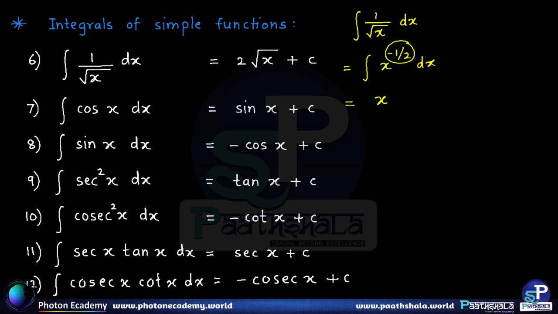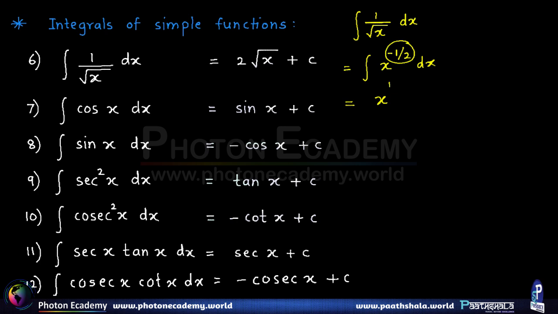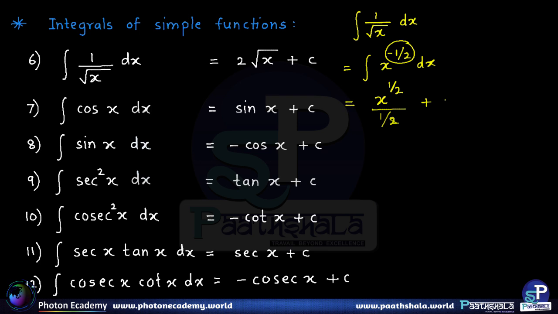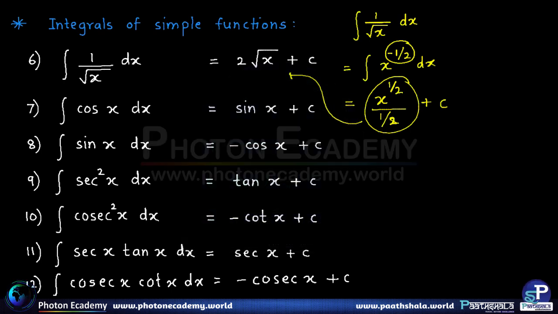So minus half plus 1 is nothing but plus half, isn't it? So here we will get x raised to plus half, and divided by the same increased degree, that is divided by 1 upon 2 once again. Alright, and of course plus c, that is the constant of integration. So we have to always add the constant of integration when we integrate. So this particular expression is nothing but the one which is mentioned there, that is 2 root x plus c, correct? So in this way we can integrate any algebraic function since we know the original formula.